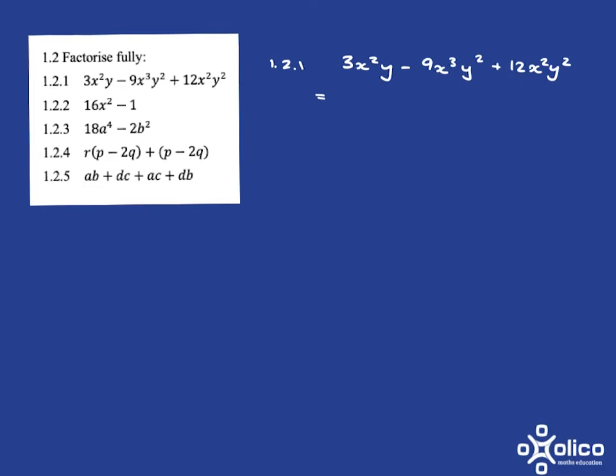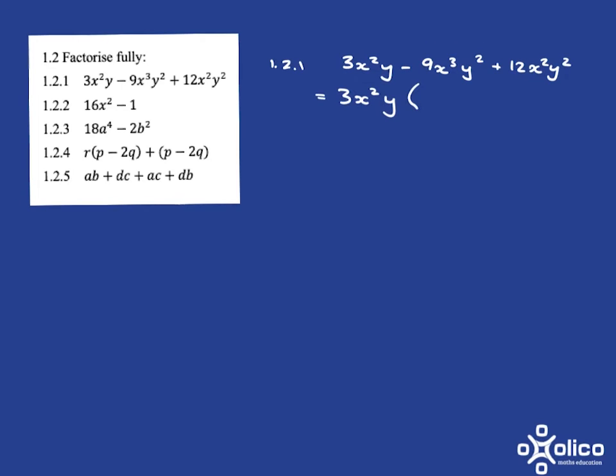So here, hopefully you recognize that what we have is a situation of taking out a common factor. And in fact, that's what we always look for when we're factorizing. The first thing we look for is a common factor. So here, if I have a look for the numbers, it's 3, 9 and 12. So the highest common factor there is going to be a 3. Then the x's, they've got an x squared. Let me put the 3 down first. Then I've got an x squared, an x cubed and an x squared. So the most I can take out is x squared, and then the y's, y squared, the most I can take out is a y.